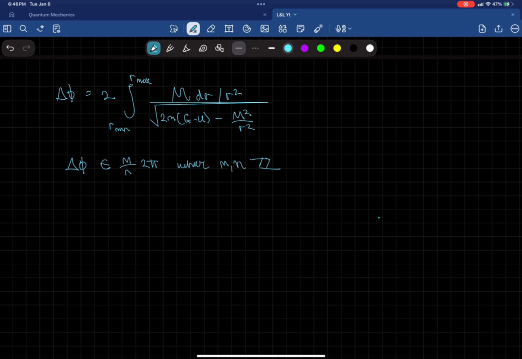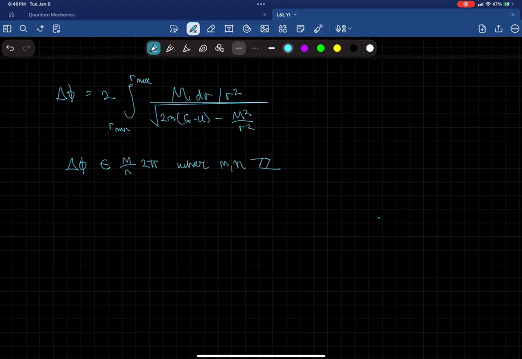But such cases are exceptional, and when the form of U of r is arbitrary, the angle delta phi is not a rational fraction of 2 pi. In general, therefore, the path of a particle executing a finite motion is not closed. It passes through the minimum and maximum distances an infinity of times, and after infinite time, it covers the entire annulus between the two bounding circles.